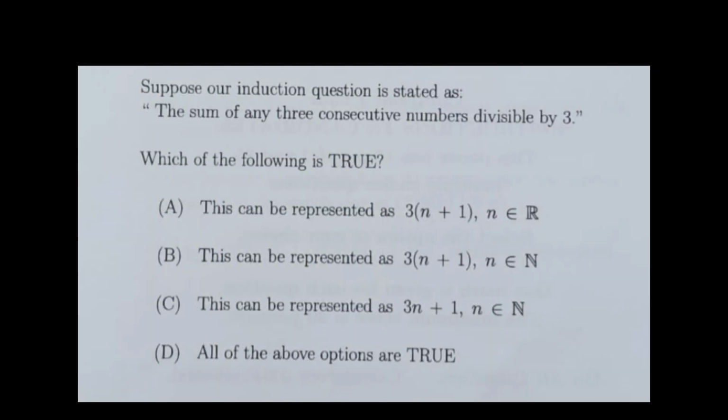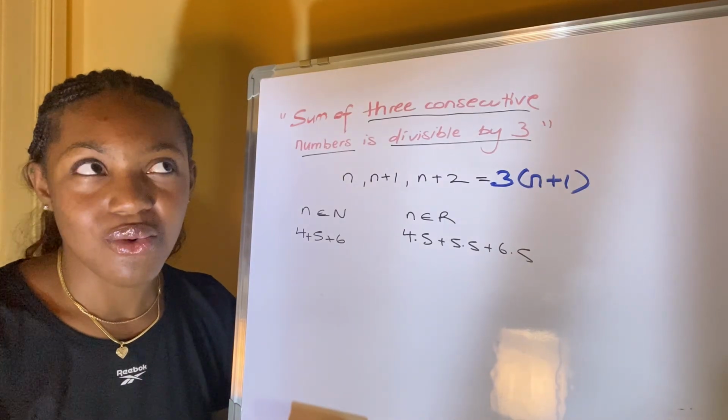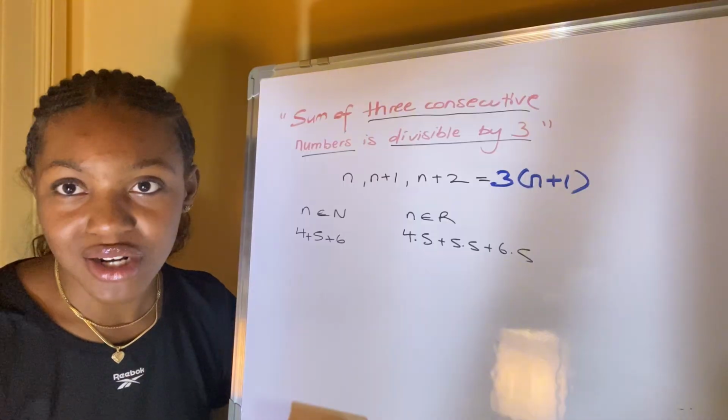From the options given, we're seeing 2 options that have this expression, 3 times in bracket n plus 1. Those options are A and B. However, the difference between these options is the set that n is a part of. In A, n is a part of a set of real numbers. However, in B, n is a part of a set of natural numbers. So the question you might be asking now is, what set is n a part of?